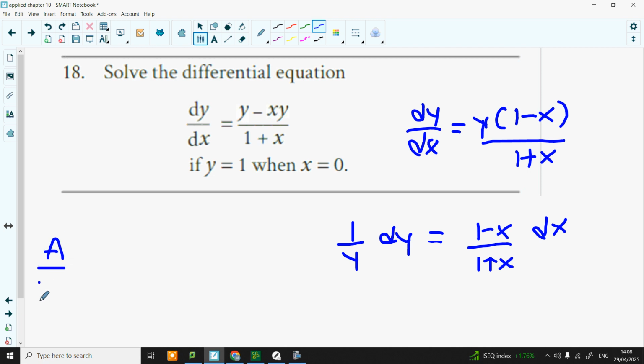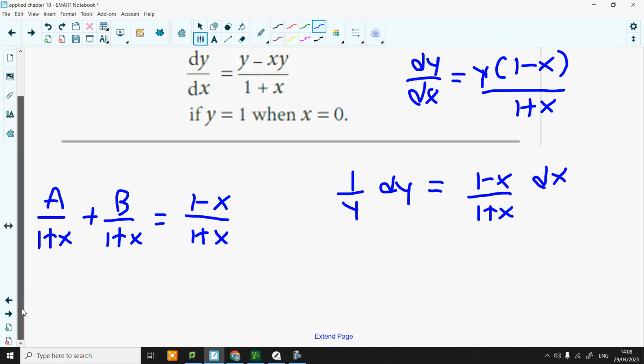Would you be happy with A over 1 plus x plus B over 1 plus x equals (1 minus x) over (1 plus x)? Right, let's see if we can work it this way. Don't know if it will work or not, but we'll give it a whirl. Could end up with something more complicated. It says it should work. So we'll give it a go. Okay.